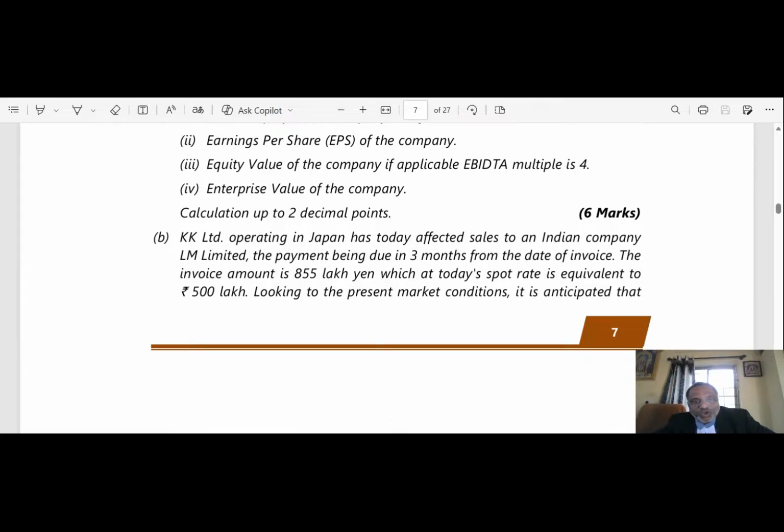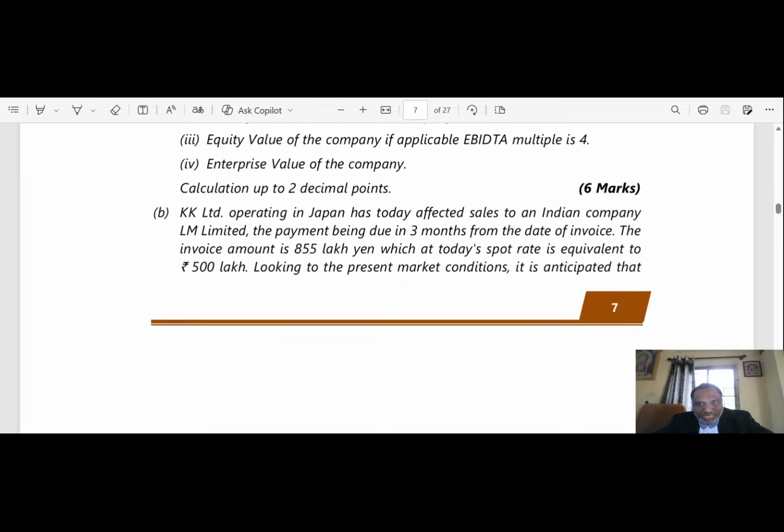KK Limited, operating in Japan, has today offered a sale to an Indian company, LM Limited, the payment being due in 3 months from the date of invoice. The invoice amount is 855 lakh yen, which at today's spot rate is equivalent to 500 lakh.